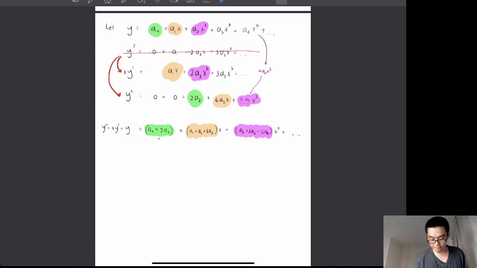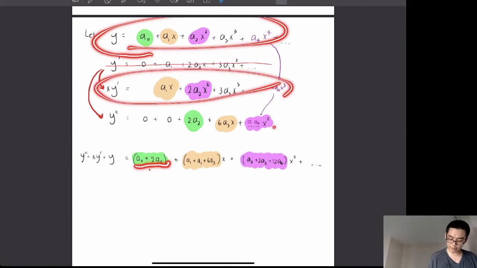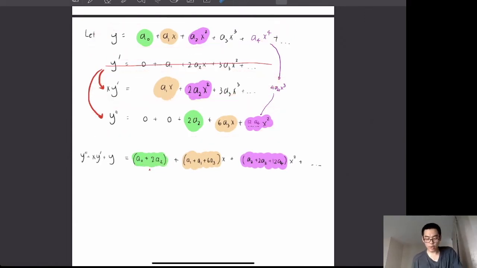So let's look at each term carefully, okay? For the constant, you just look at the 3 equations, the 3 terms that you combine, and see what constant you have. You have a constant here, and that's why you get this here. For the x, you see that there's x here, x here, and x here, so you combine a1 and 6a3, and that's why you get a1 plus 6a3, and the same thing here.